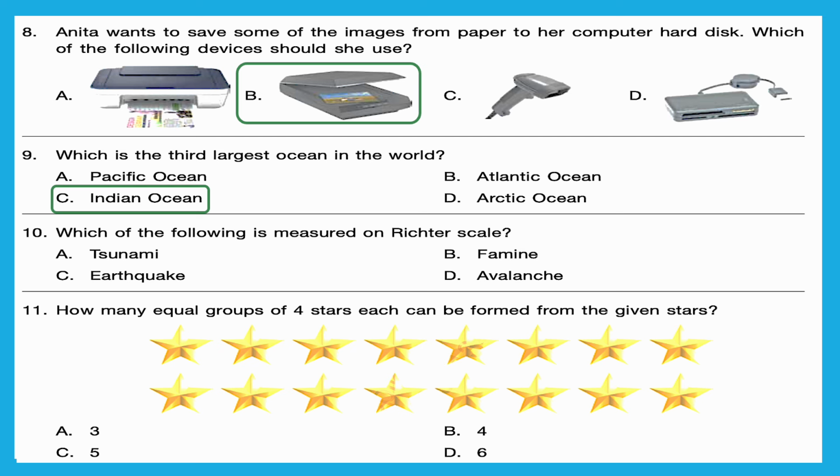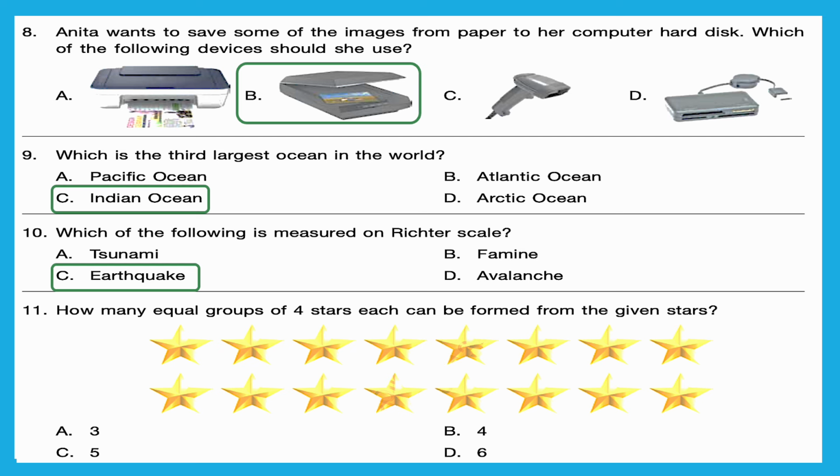Question 10. Which of the following is measured on the Richter scale? The right answer here is option C, earthquake. The Richter scale, also called the Richter magnitude scale, is a measure of the strength of earthquakes. It was developed by Charles Richter in collaboration with Beno Gutenberg.